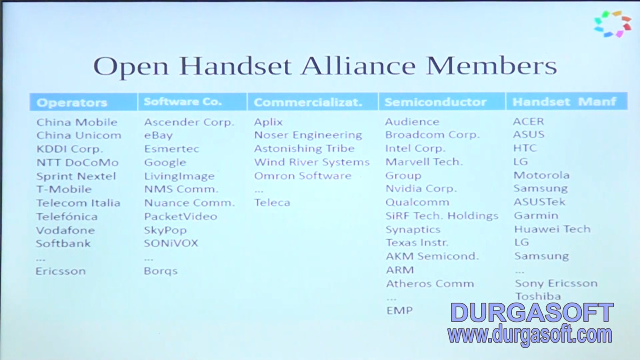And of course they have been segregated into different categories: there are a few operators, and you can see the software companies that have been in this OHA, and commercialization companies, semiconductor companies, and handset manufacturers. So the most important role was played by each and every part of these operators, software companies, commercialization, semiconductors and handset manufacturers all together. It's not simply LG or Samsung or any other mobile company we are talking about. Each and every part of these people put in their effort.